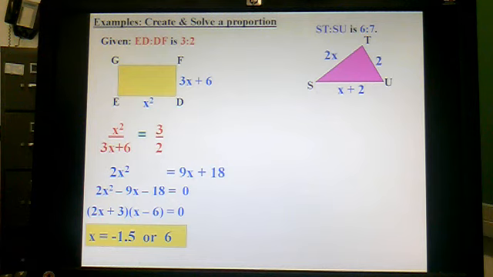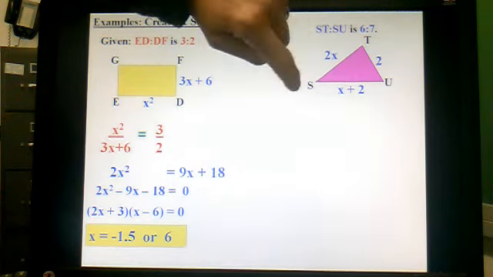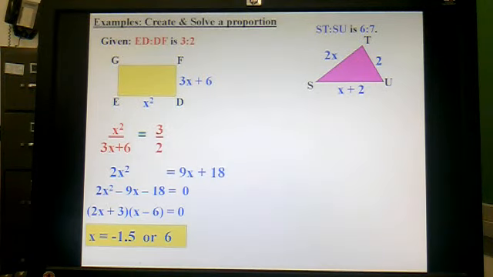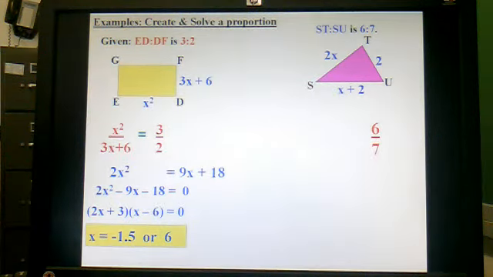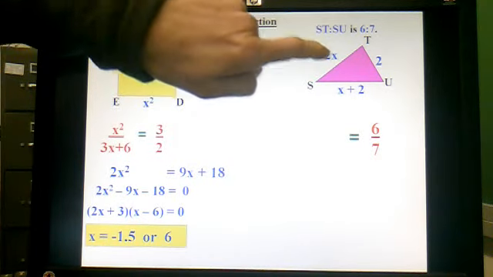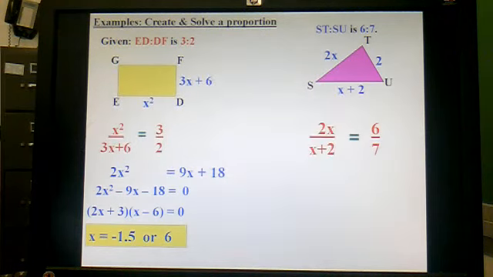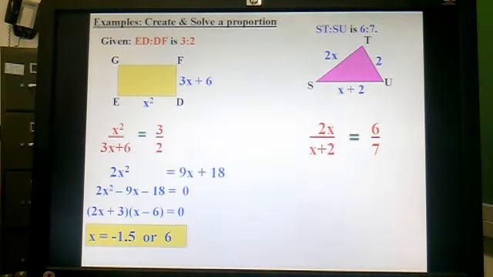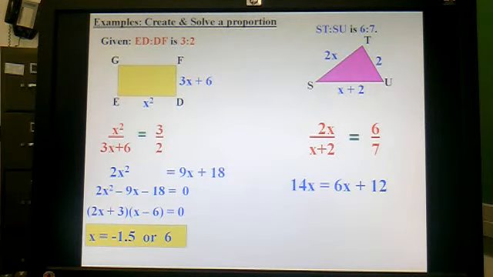The second one, I give you this ratio, ST to SU. ST to SU is a 6 to 7 ratio. So I would start with that. 6 to 7 equals the comparison of these two. 6 to 7 is equal to 2x over x plus 2, and solve from there. I think we get a fraction on this. Cross multiply and you get 14x. Cross multiply and make sure you distribute. You should get 6x plus 12.